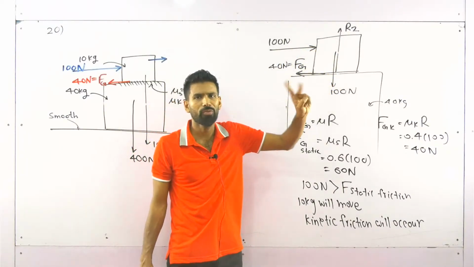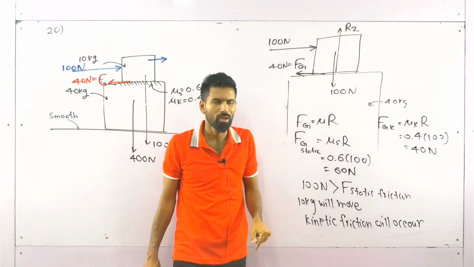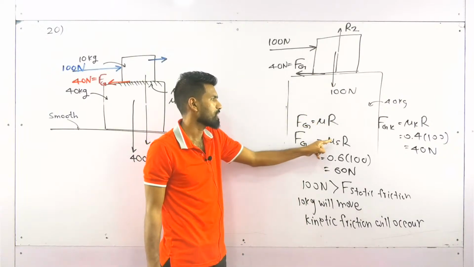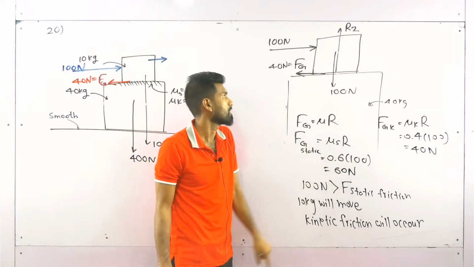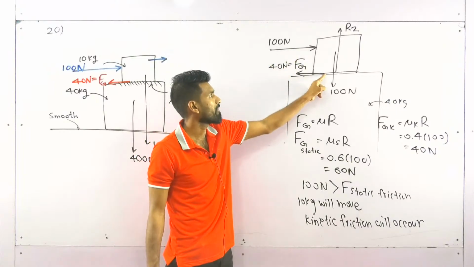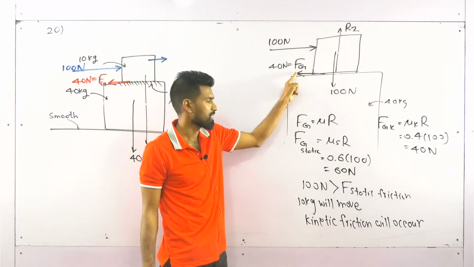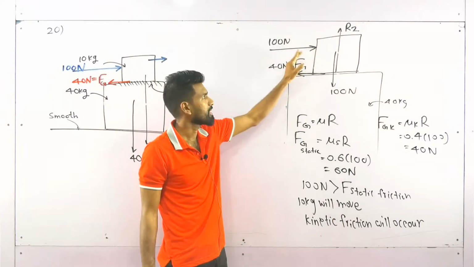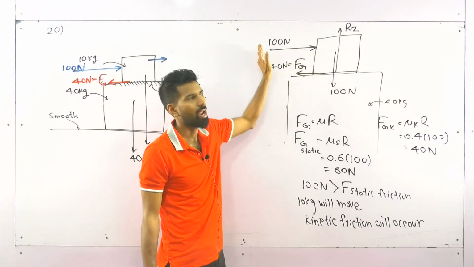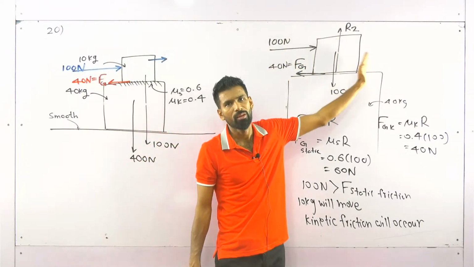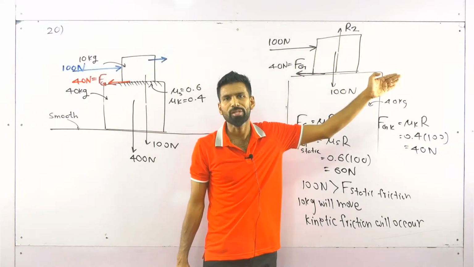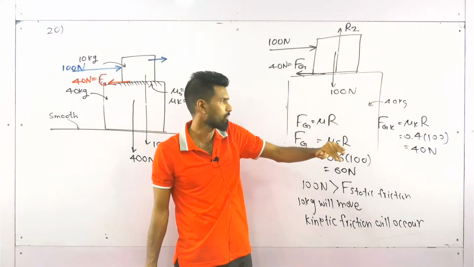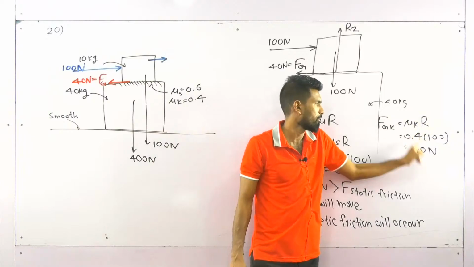Two frictional coefficients are given, mu s and mu k. What is the static friction? Mu s R, 0.6 into 100, 60. Applied force is larger than the highest friction, the limiting static friction. It's a 60 value, so 100 is larger than that. So definitely friction will get defeated and we will get the motion. When we start the motion, friction will suddenly change to its kinetic value, kinetic friction mu k R, 40.